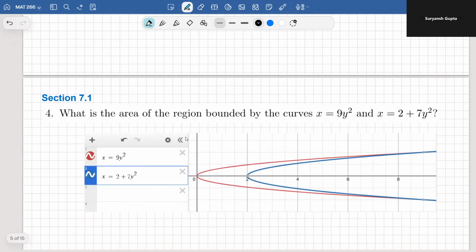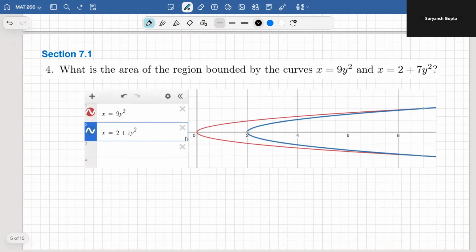Now we can move on to the next question, which is asking us to find the area of the region bounded by the curves x is equal to 9y squared and x is equal to 2 plus 7y squared. So I already have a screenshot from Desmos after I graphed the function. It's always good to graph the function so you can see which curve is on the right and left, or which curve is on the top or bottom, depending on how you decide to solve it.